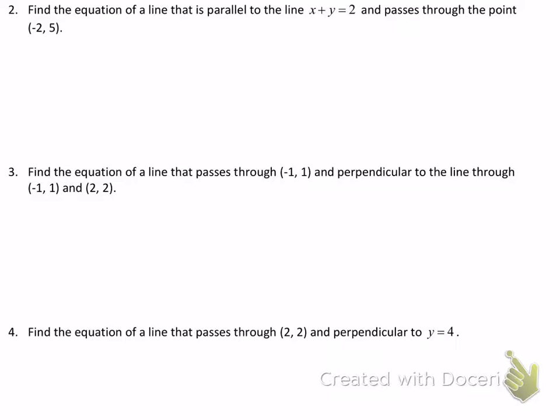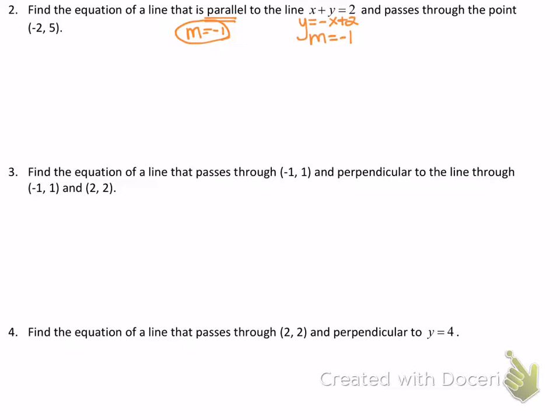Okay, so what I would do first is say, well, I need to identify the slope because I need to work with a parallel line. So if it's parallel to x plus y, I'm going to subtract x and say y equals -x plus 2. So the slope of this line is -1. So if I want it to be parallel, then my new line is also going to have a slope of -1 because parallel lines have the same slope.